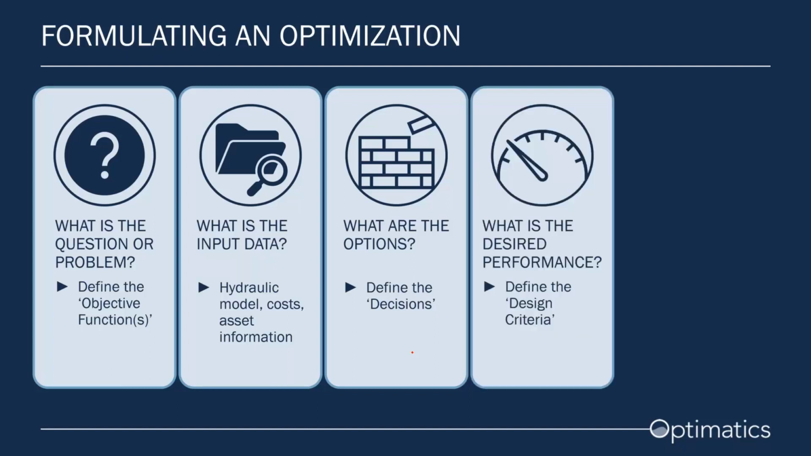The fourth one is defining the desired performance. So that's all about those ICM hydraulic results. Anything that you would normally go and check, like the flooding or the freeboard or the surcharge, they all form part of your design criteria, which tells Optimizer a good solution versus a bad solution.